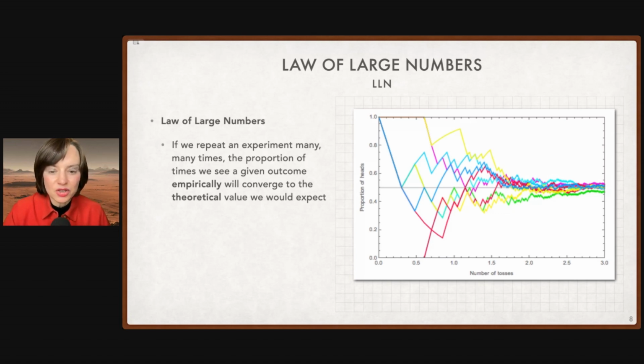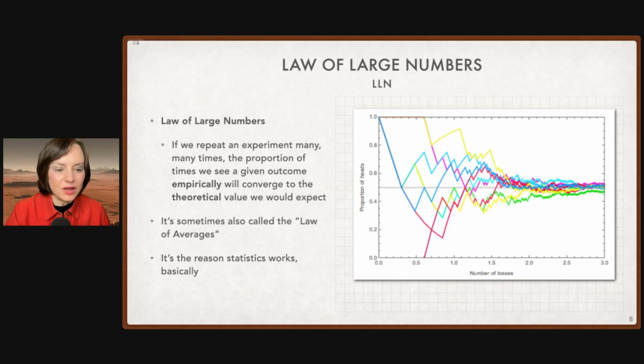Here we have a chart of just coin flips, heads or tails. The probability of getting heads is 1/2. And we see that overall, with any number of coin flips, we get to 1/2 over time. Early on, if I flip a coin 10 times, I'm not necessarily going to get heads 5 times and tails 5 times. I might get 6 and 4 or 7 and 3 or even 9 and 1. But as I do 100 coin flips or 1,000 or 100,000, it will converge to that expected value. You might see this called the law of averages. It's basically the reason statistics works.